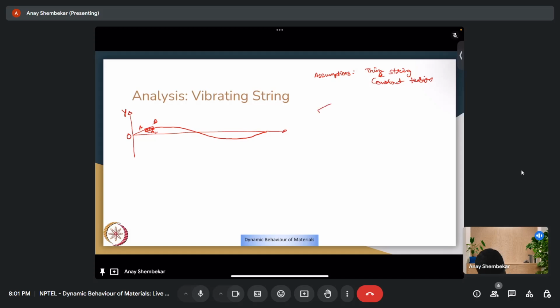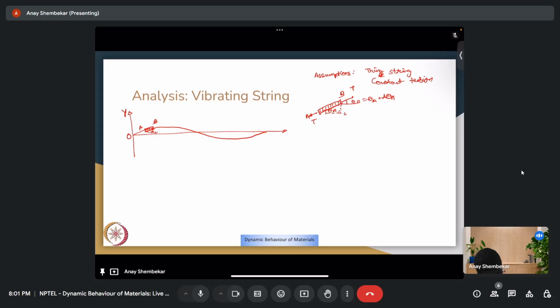If I look at the very small section of string, the string A, B, C, because we have assumed a constant tension throughout the string, I'll show this as T theta B, theta A. This is also T, plus T theta A.